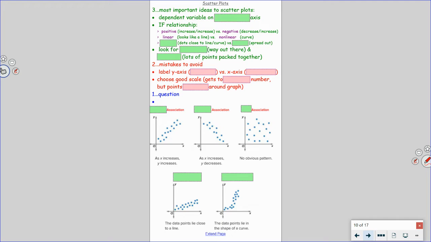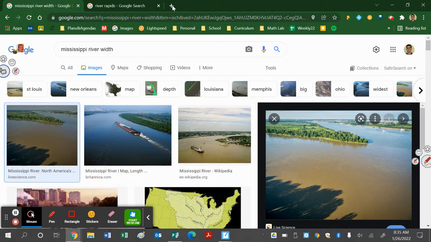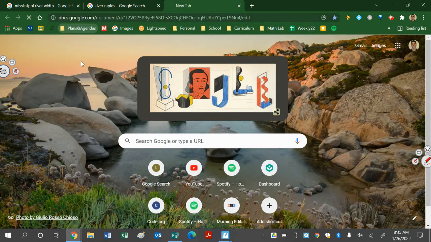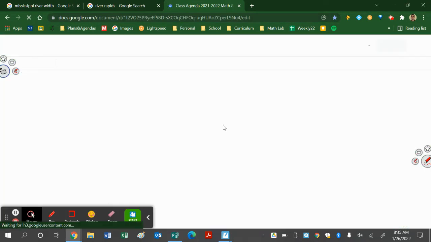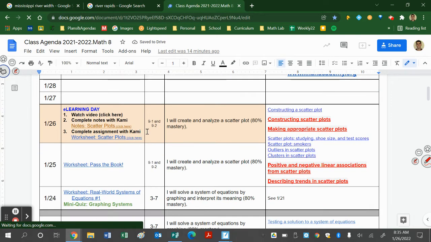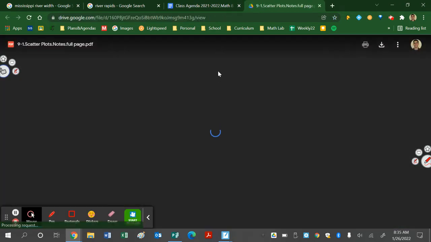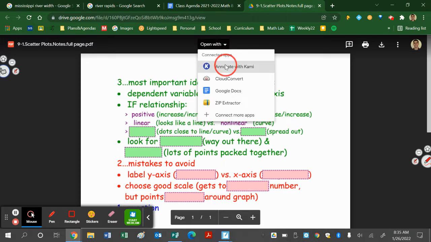All right, some notes you may have found in your agenda. I'm going to open up the agenda real quick. I hope you have it bookmarked and use it often. In the agenda, I'm going to attach the video right here. We got notes right here. All you got to do is open it up. When you pop it up on the screen, you can press open with Kami.